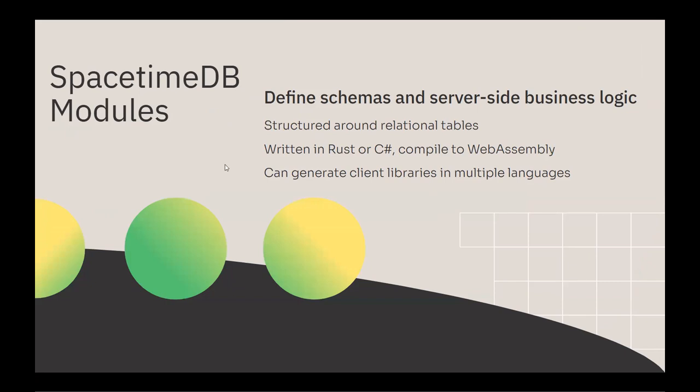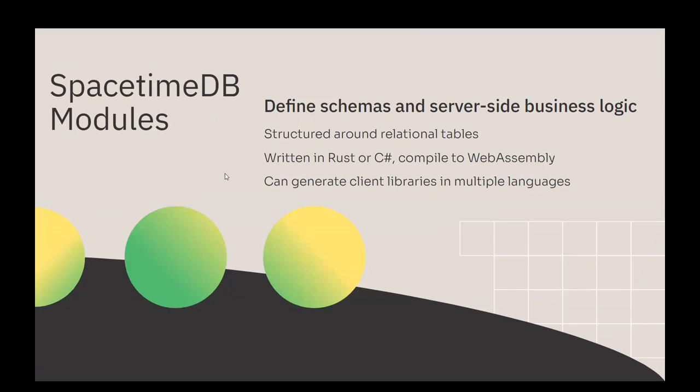SpacetimeDB modules define schemas and server-side business logic. The modules are structured around relational tables, and as such, we can run SQL queries on them. The modules are written in Rust or C# and compiled to WebAssembly, which is what gives SpacetimeDB its edge in real-time computing. The modules can generate client libraries in multiple languages to expedite the process of working with SpacetimeDB.